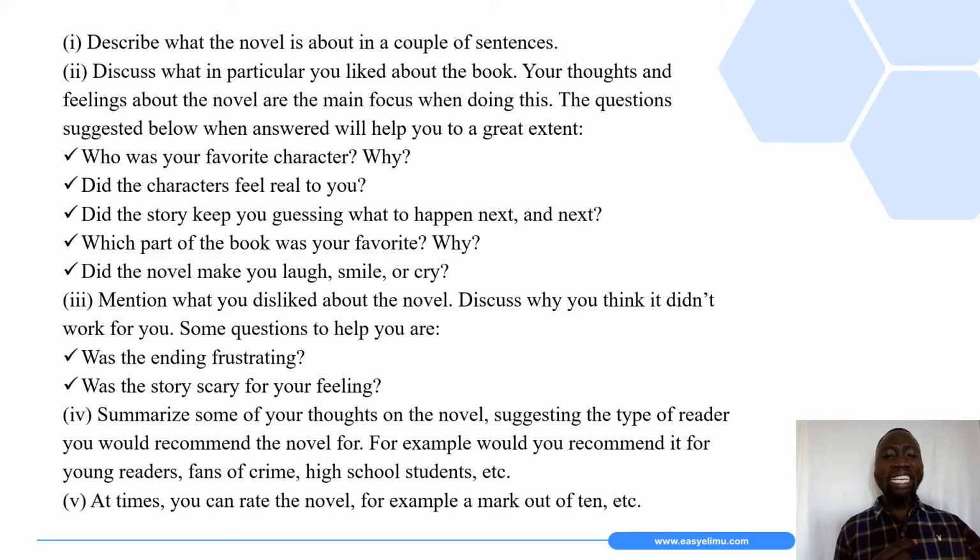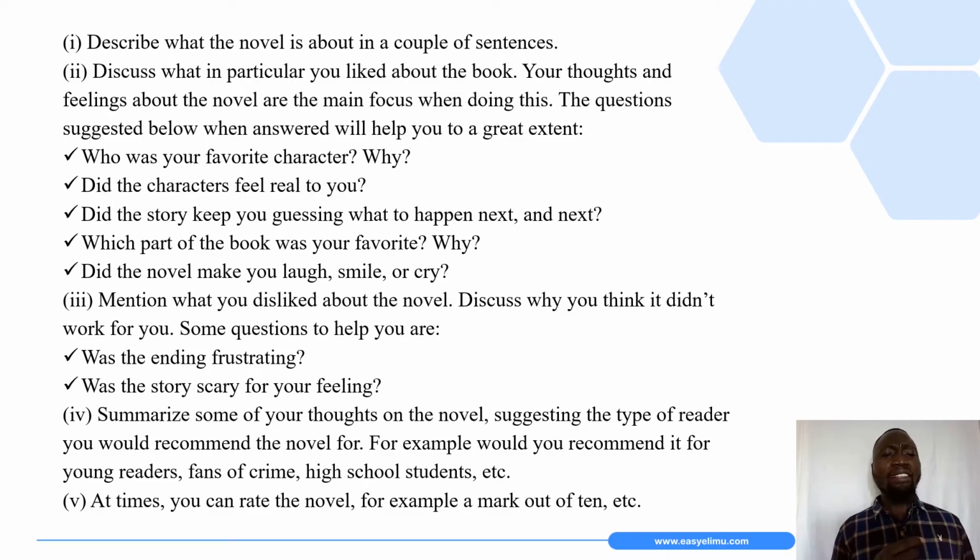Was the story easy to conclude? Then, apart from that, which part of the book was your favorite and why? So, again, here is where you must also give valid reasons to support your opinion or assessment, just like we mentioned earlier. So the next question is, did the novel make you laugh, smile, or cry? And of course, you must also give reasons why.